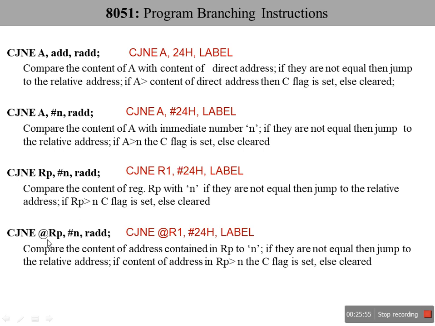Then CJNE @Ri, #n and relative address. The content of the memory location which is pointed to by R1. So R1 here contains the address of the internal RAM where the operand is present. Then that operand will be compared with the given number, say #24 here. If they are not equal, control goes to the label instruction. So these are the compare and jump instructions of the 8051.